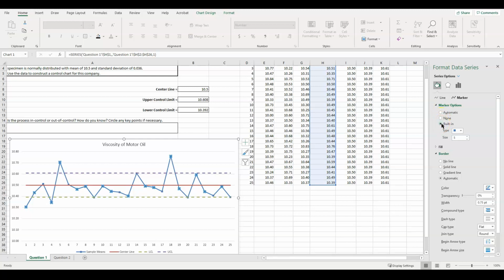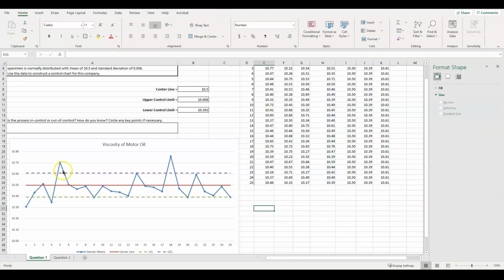Built-in is what I prefer because it gives you more control, and you can choose what it looks like. You can even put a picture on these if you want, like a smiley face or your own face, or something crazy. But choose the one that appeals to you. I just like a simple circle. So I've clicked it and you can see all the markers are now circles.